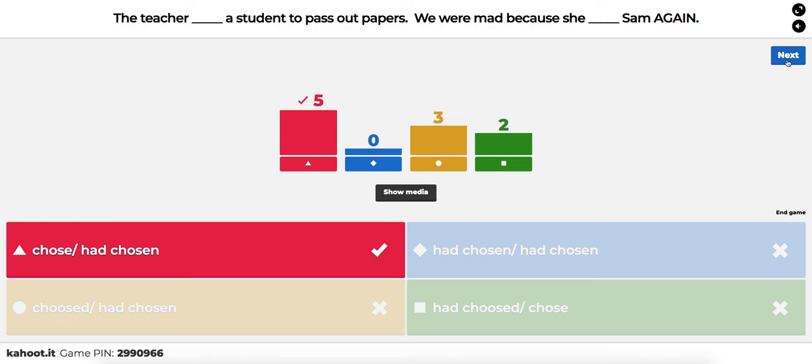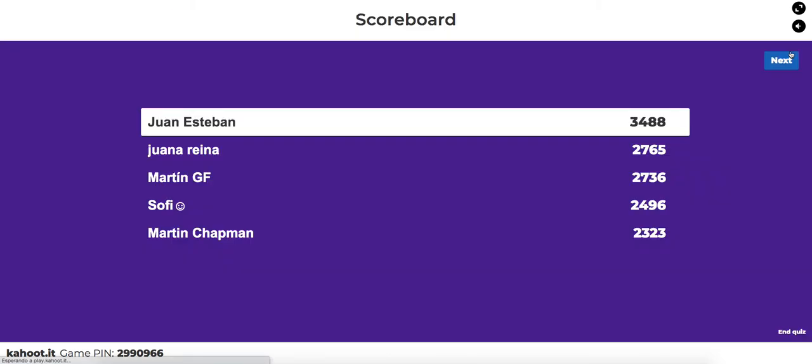Okay, so the teacher chose a student to pass out papers. We were mad because she had chosen some again. So you have 2 actions, one action that is older than the other one. You should be able to recognize where to put simple and where to put perfect. Questions about this exercise, guys? Nope? Let's continue then. Keep going.